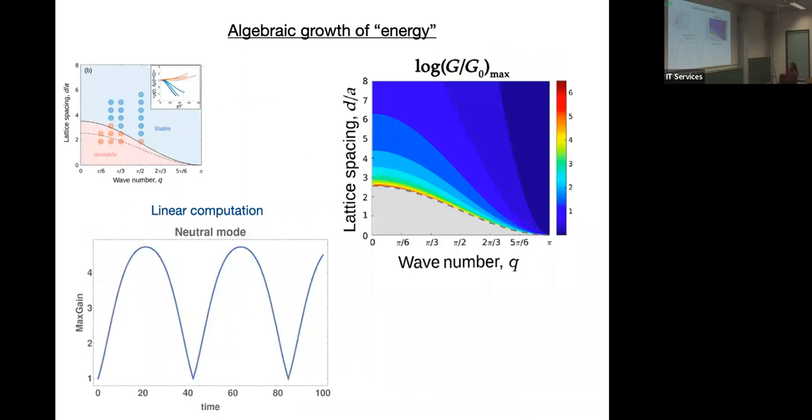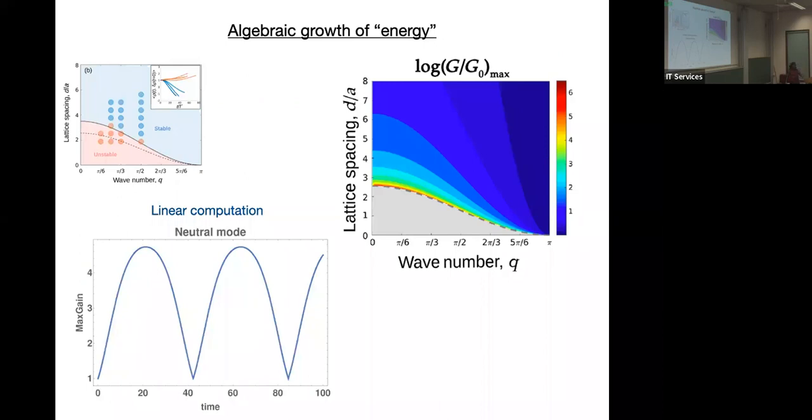So then, I told you it's non-normal, so we can look for algebraic growth. This is what the maximum algebraic growth looks like in that same plane. Over here, there's very little algebraic growth, and over here, there's quite a lot of algebraic growth in the stable region. So different kinds of behavior can be expected in the stable region.